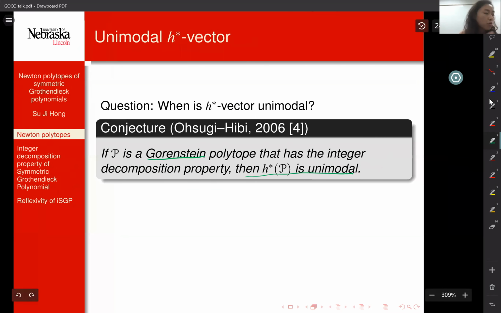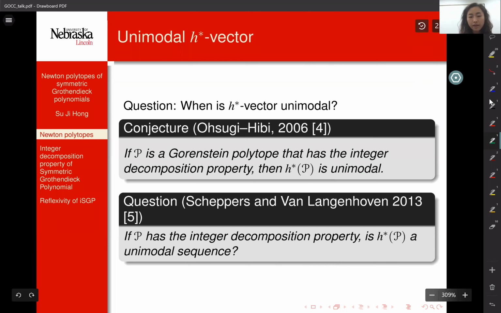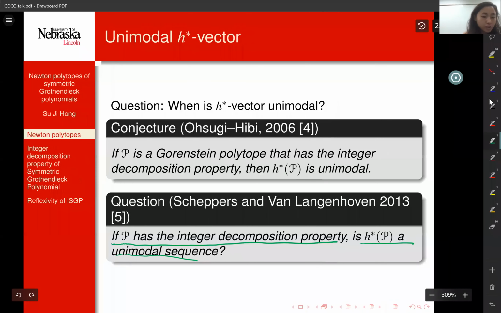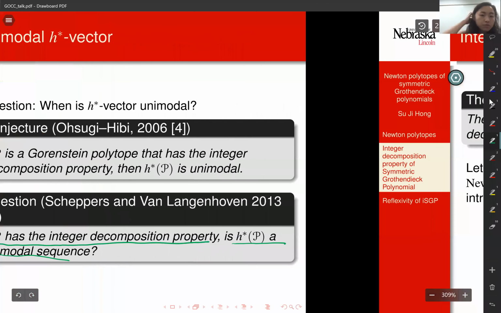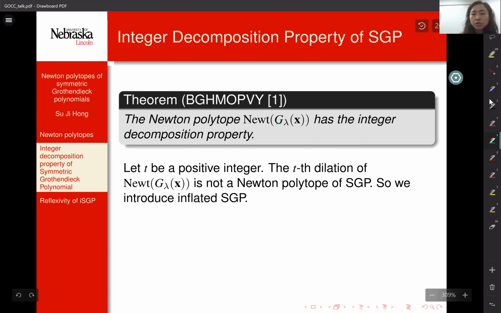And there was another question. This isn't even a conjecture, this is a question: if P has the integer decomposition property, is this enough to say that the H star polynomial is going to be unimodal? So in our project, we wanted to classify more families that have IDP to look into these problems and these questions. We have shown that the Newton polytope of a symmetric Grothendieck polynomial has the integer decomposition property.